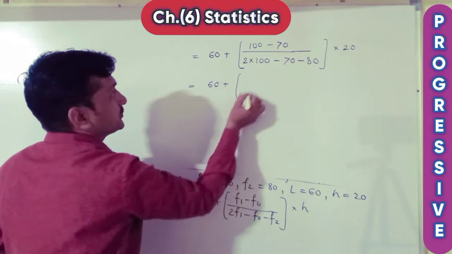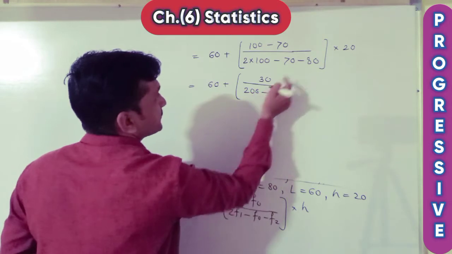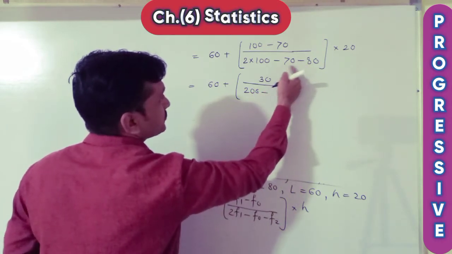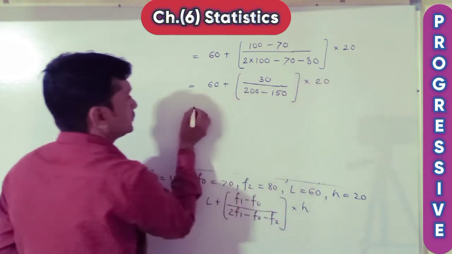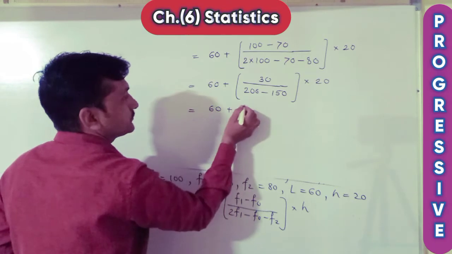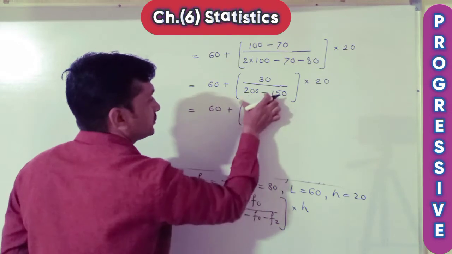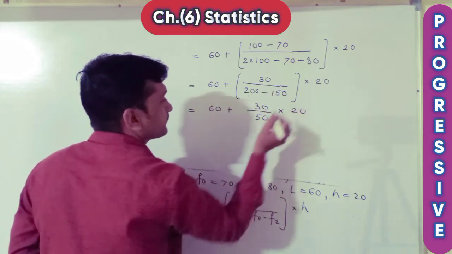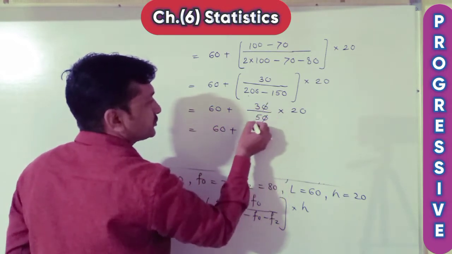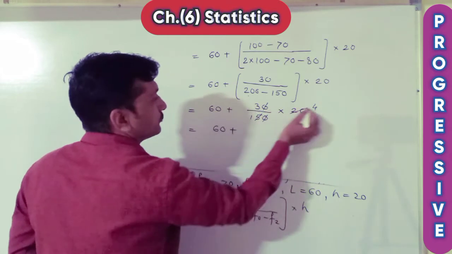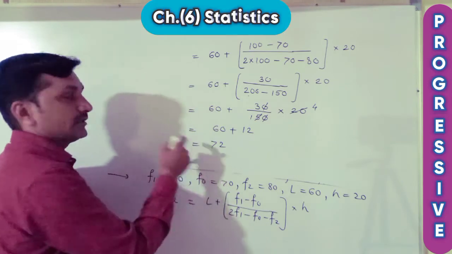60 plus subtraction here, 30 upon 200 minus 150, same sign addition, multiplied by 20, is equal to 60 plus in bracket 30 upon 200 minus 150, here I remove this bracket, multiplied by 20. 60 plus, now here 0 we can cancel, 5 1s are 5, 4s are 4, 3s are 12, is equal to 72, and this is the mode.